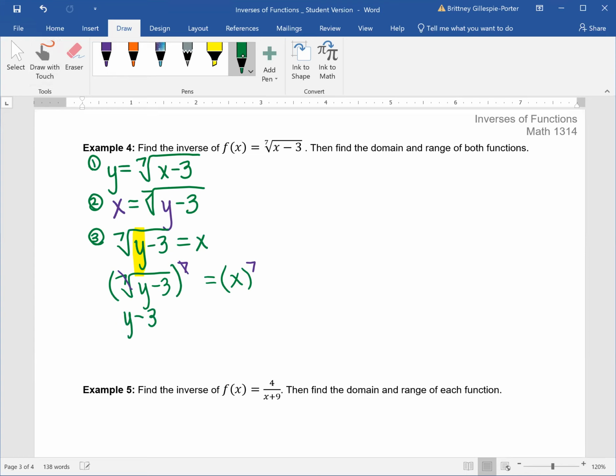Y minus 3 becomes x to the 7. Add 3 to both sides. Y is equal to x to the 7 plus 3. And our last step of finding an inverse, replace with inverse notation. F inverse of x is equal to x to the 7th plus 3.